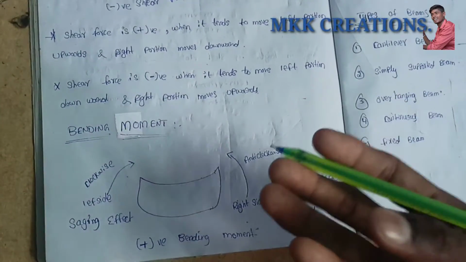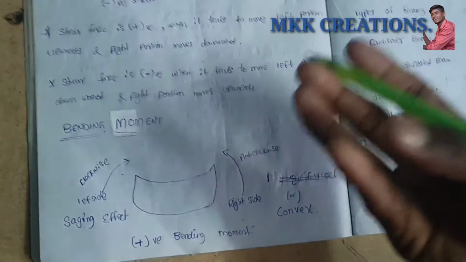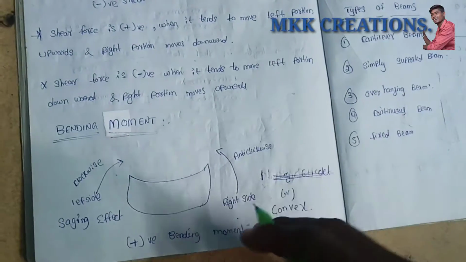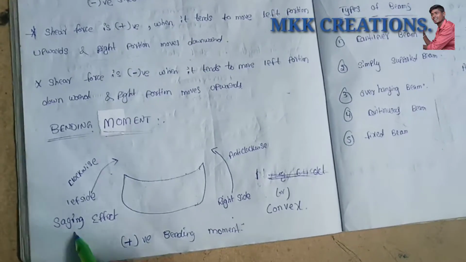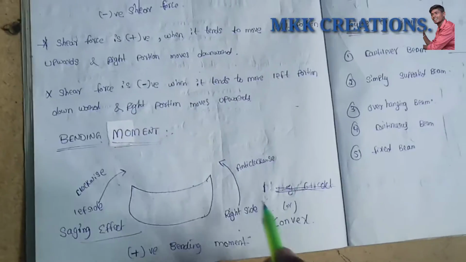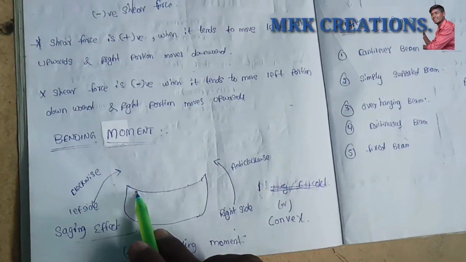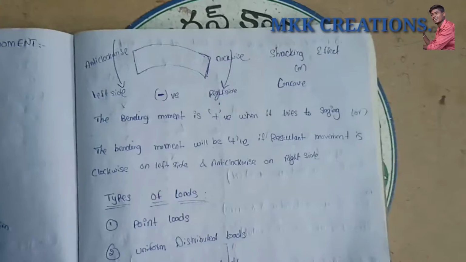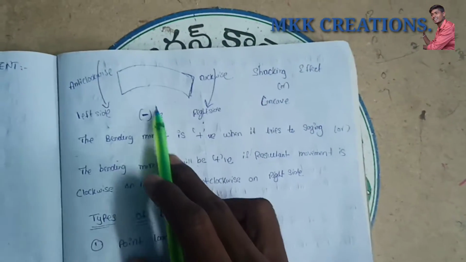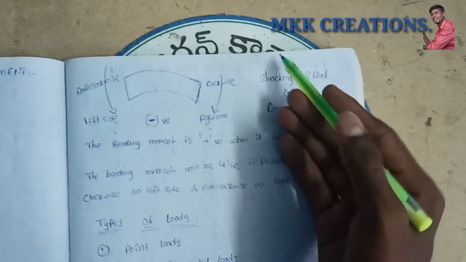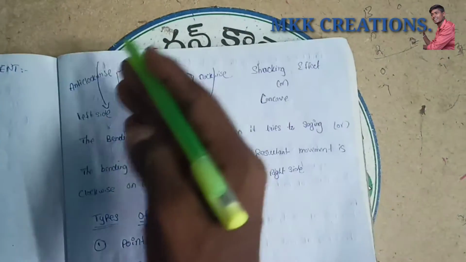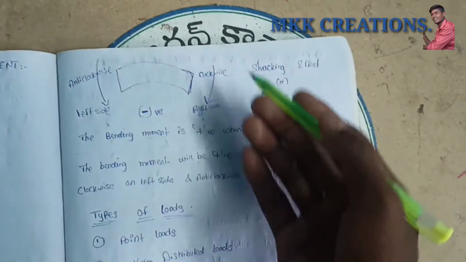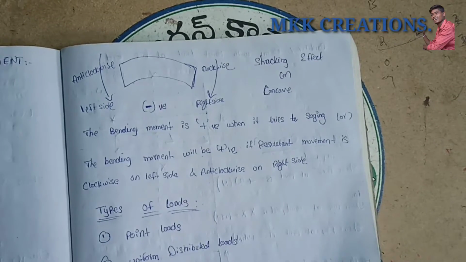When the sagging effect is produced in a body, the bending moment is called positive. So the sagging effect is very important here, or else the body is in a convex shape. See how it is in the form of a convex shape. Next, when a body tends to move with the right side clockwise and the left side anti-clockwise, it is just opposite to the positive bending moment.